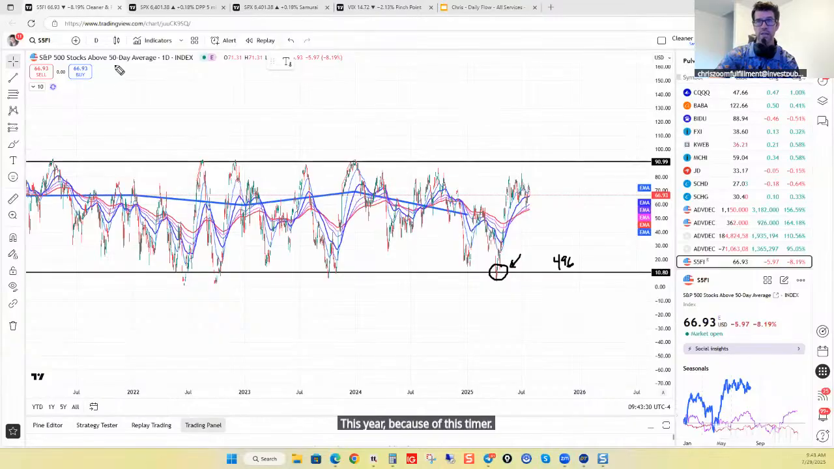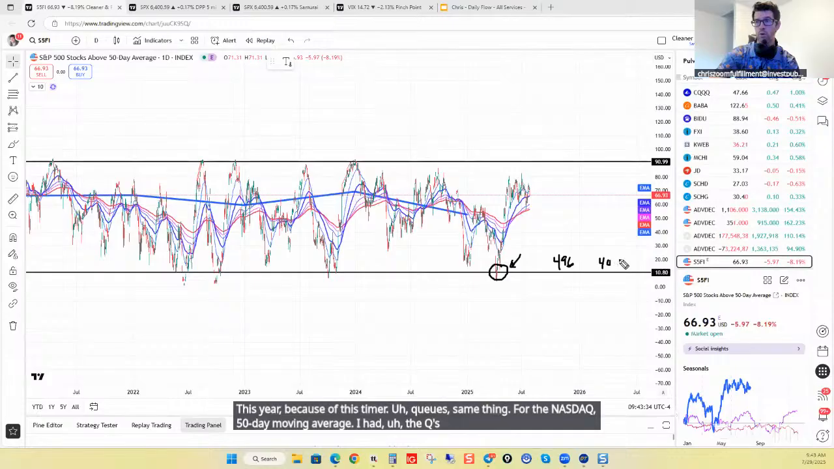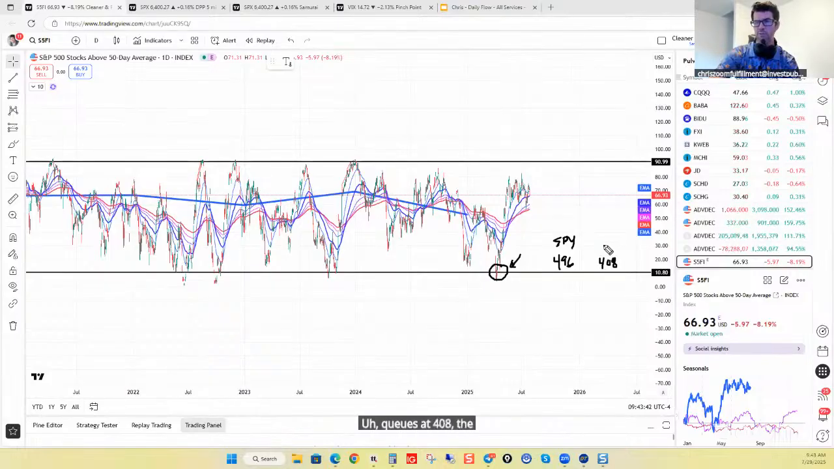QQQ, same thing for the NASDAQ 50-day moving average. I bought the QQQ at 408. So SPY at 496, the low is 482. QQQ at 408, the lows were like 402. That's a pretty good timing measure.